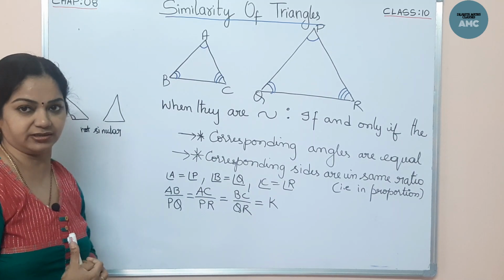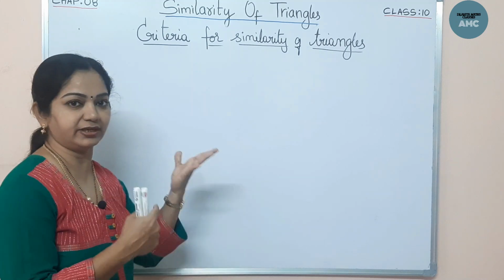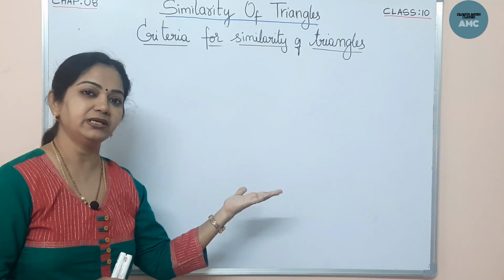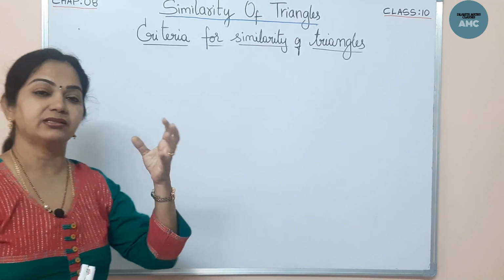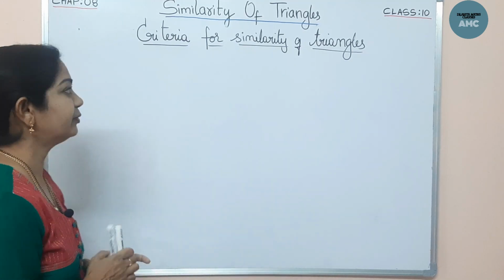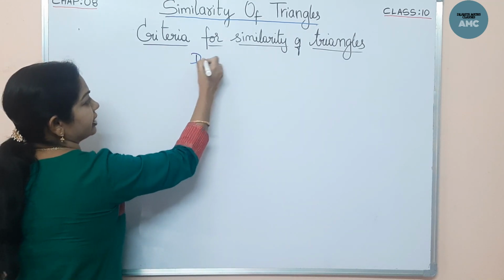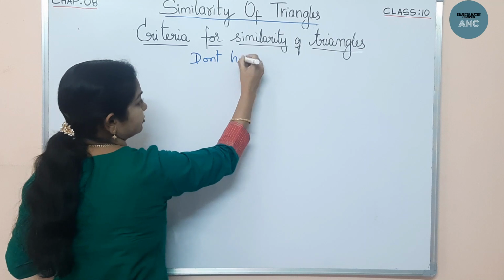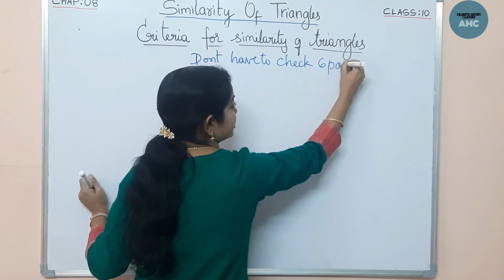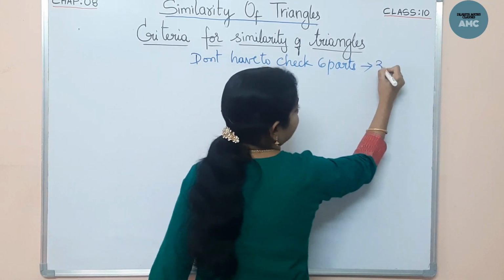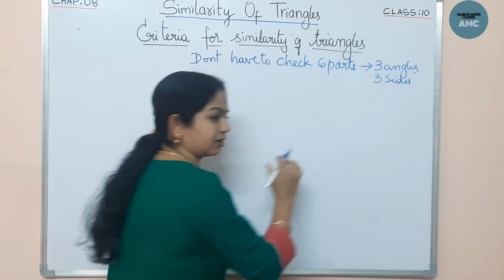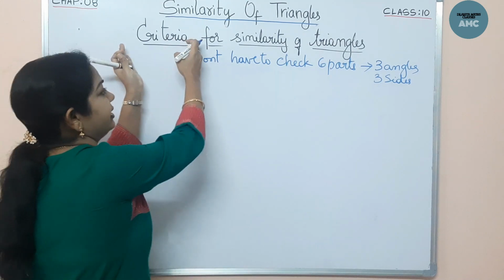Let's discuss the criteria. When we are telling the similarity, we were telling the two conditions: the corresponding angles must be equal, and the corresponding sides must be in the same ratio. That means 3 angles and 3 sides in the same ratio. That means we don't have to check all the 6 parts. What are the 6 parts? They are 3 angles and 3 sides. We don't need to check all the 6 parts, but we have criteria for similarity.